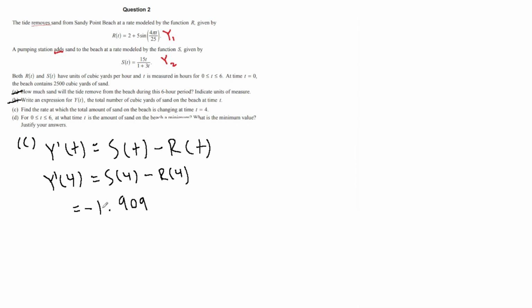Negative 1.909. And the question C does not ask us to provide units. It just says find the rate at which the total amount of sand on the beach is changing. So we don't need to provide units. And this is our final answer, negative 1.909.